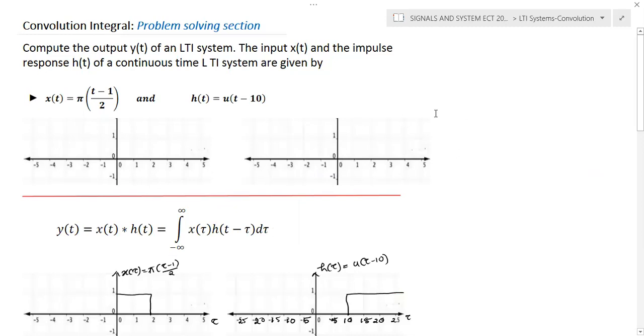Here it is given that the signal x of t and h of t, we need to find the convolution of the signal. Now we can observe this particular waveform. Here x of t is given by pi of (t minus 1) by 2. This pi is actually indicating the rectangle pulse.